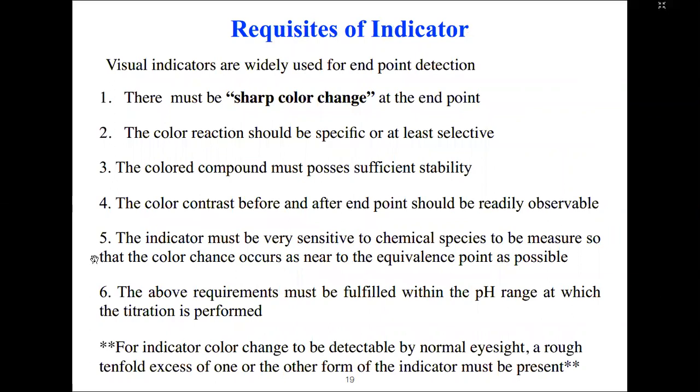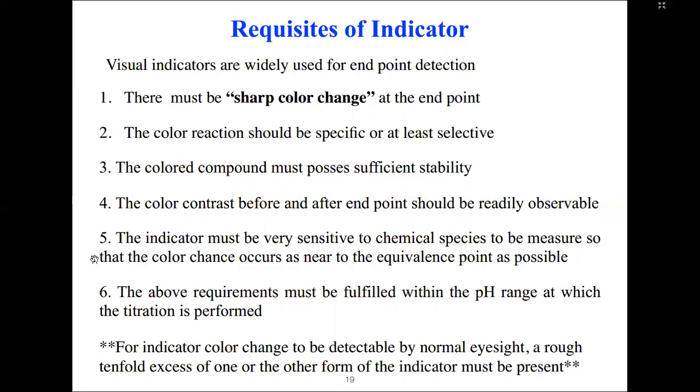So what are the requisites of an indicator? Visual indicators are widely used for endpoint detection. There should be a sharp color change at the endpoint, from colorless to pink, from yellow to red, very sharply. There should not be any intermediate colors. The color reaction should be specific, or at least selective.